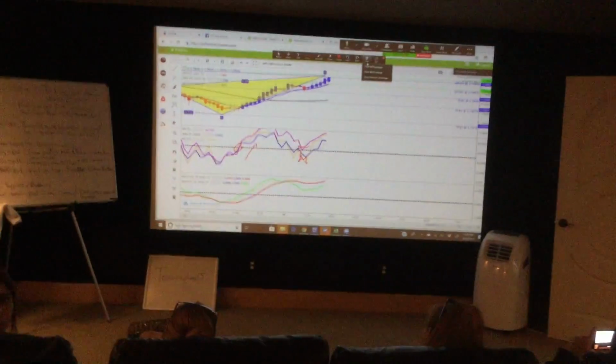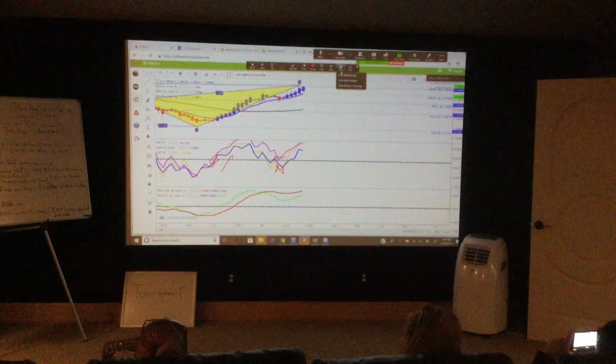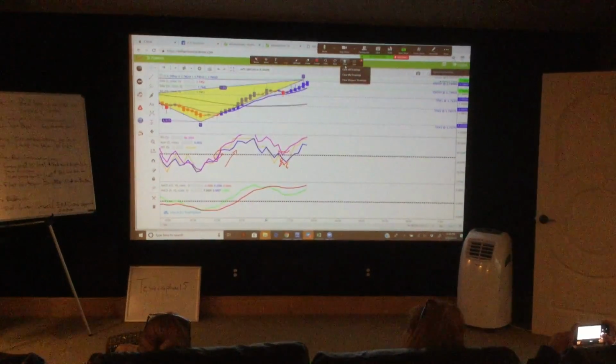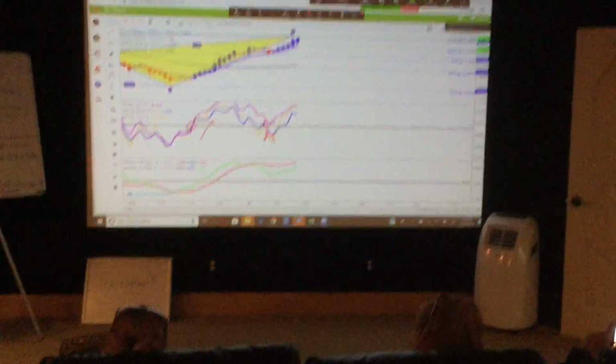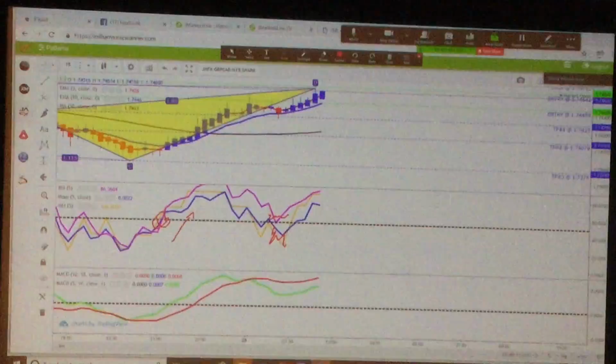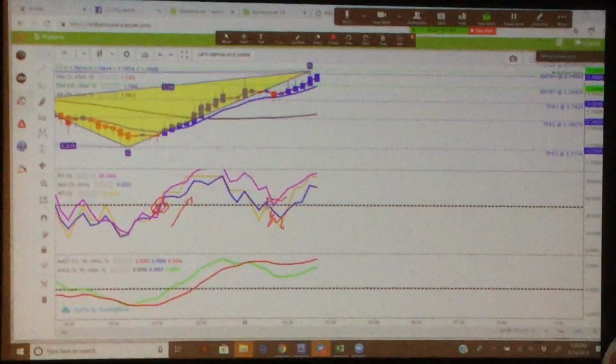Does that make sense? So basically, if all three of the lines don't go all the way down, you're going to take a loss if you get in on a sell. So you want to trade with these three lines going in the same direction. You got that?